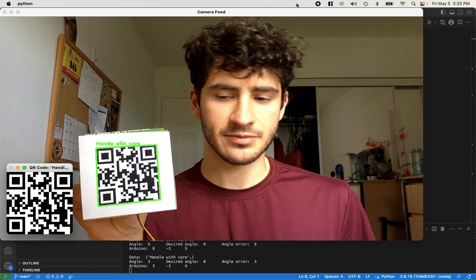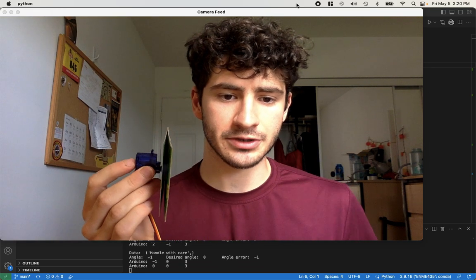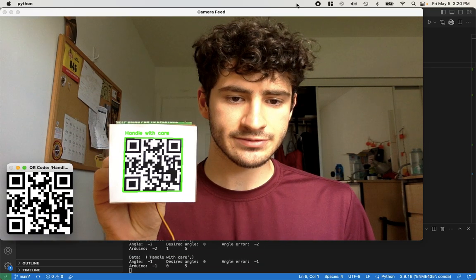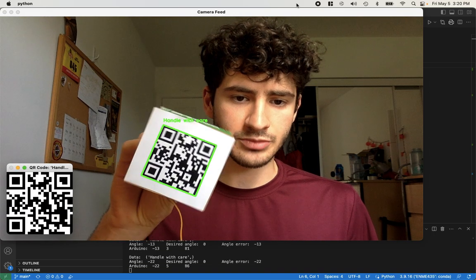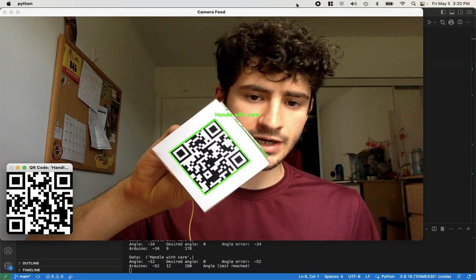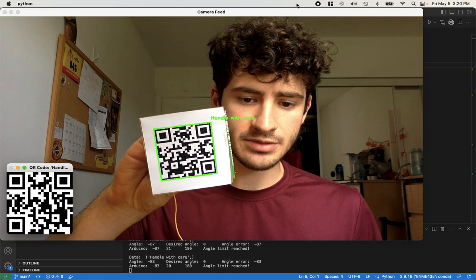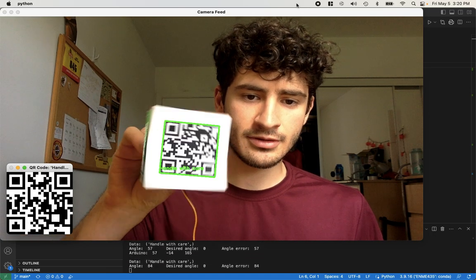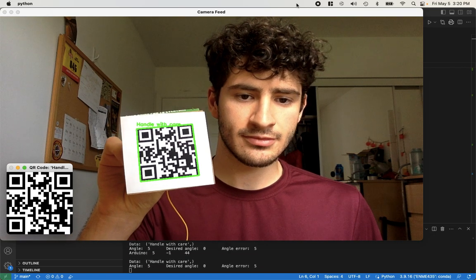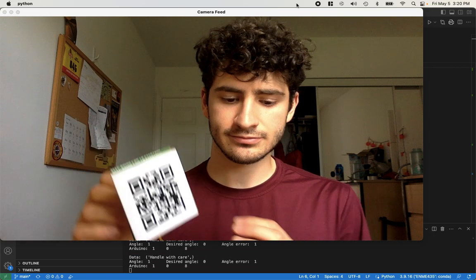My system has a physical limitation due to the servo. It can only rotate 0 to 180 degrees. So I can put this in a position where the servo is not able to rotate and correct the angle. You can see in the console that it prints that the angle limit is reached. But if I bring it back into its working range, it's able to correct the QR codes.